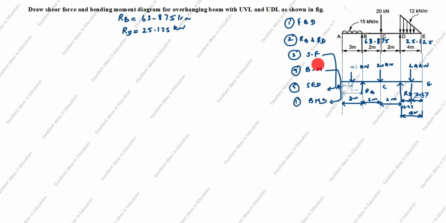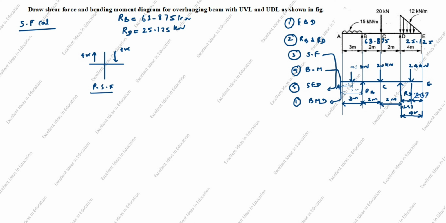You see here, first one, FBD, finished. Second one, RB and RD calculation. Third one, we will calculate shear force. Shear force calculation. What is shear force? Algebraic sum of the vertical forces acting on the left or right of the cut section along the span of the beam. We will see two rules of shear force. It goes up is positive. It comes down is positive. This is positive shear force.